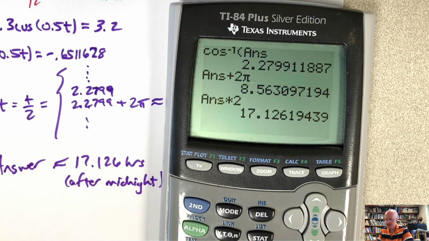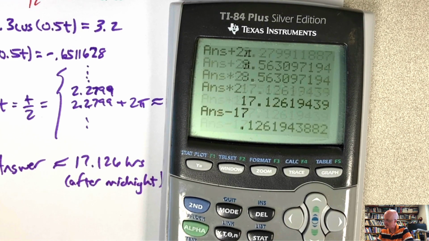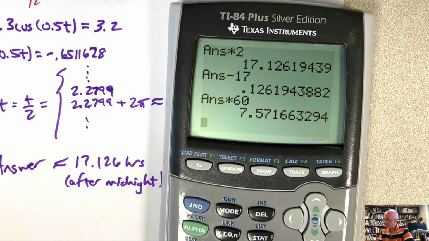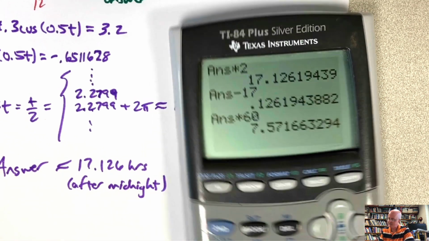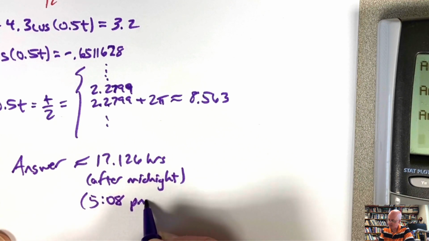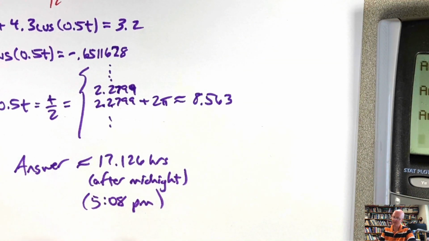I could subtract 17 from this and multiply by 60 minutes in an hour. About 5:08 p.m. if you want to round it. 5:08 p.m. But of course, in real life, you'd want to play it safe and not get too close to that. You'd probably want to be back for sure by 5 p.m., maybe even 4:45 p.m.